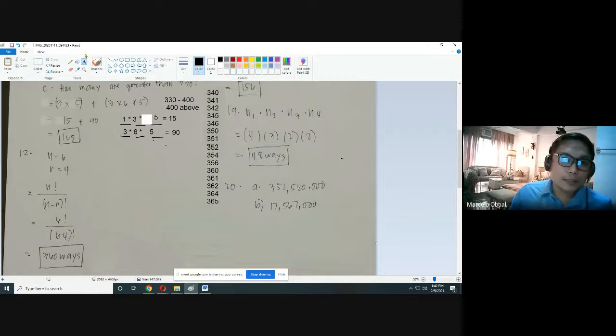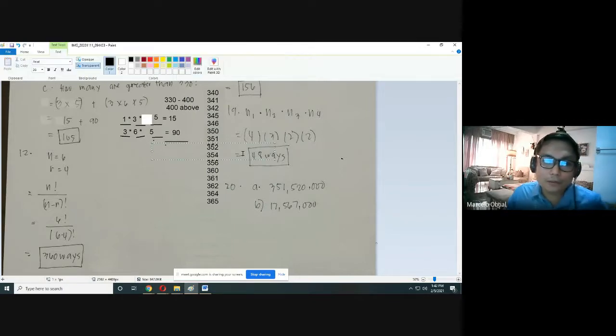So, if you add, let's add to know how many 3-digit numbers there really are above 330. The answer is 105 daw. Ah, 105 already. That made me think. 105? Okay, so 105 3-digit numbers.